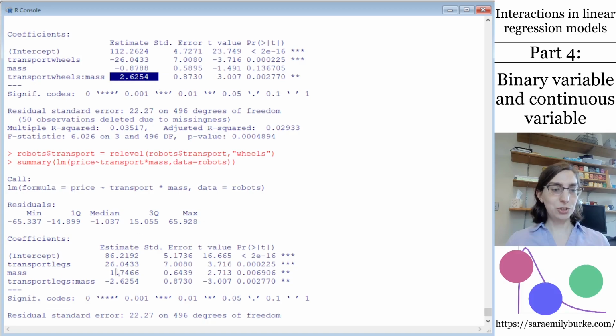The interaction term is the same. The sign has flipped because we reversed the direction of one of the variables, but it's conceptually saying the same thing. And the hypothesis test of the interaction will never depend on how the lower order terms are coded.